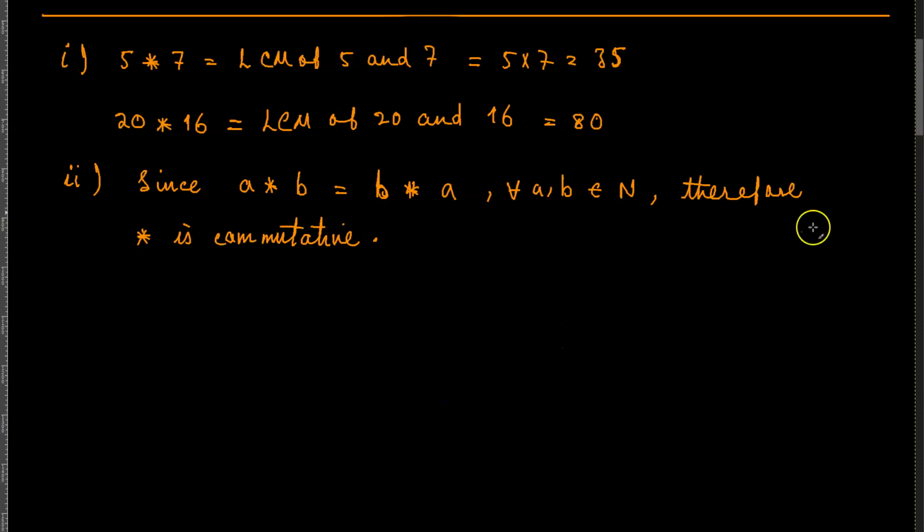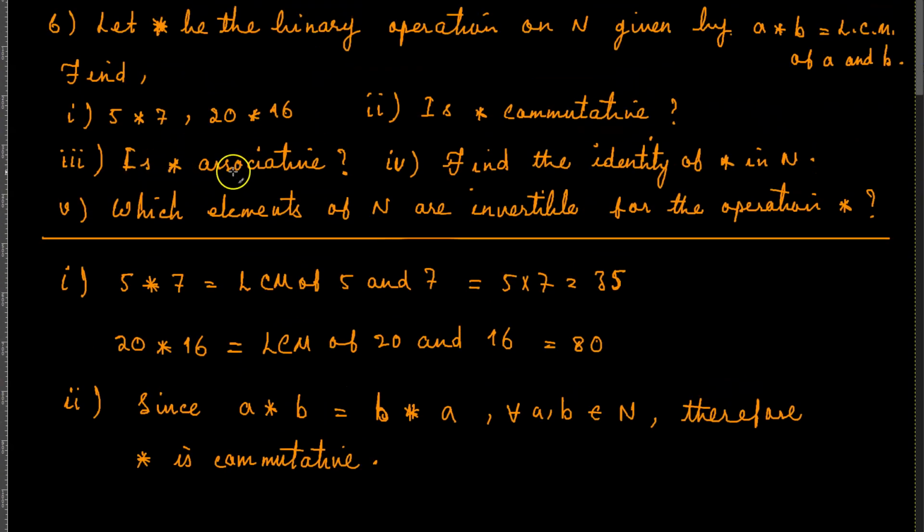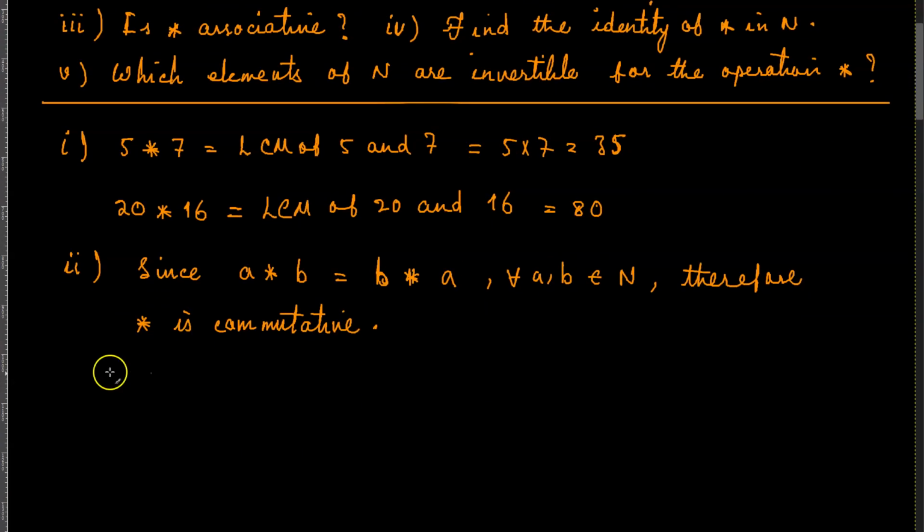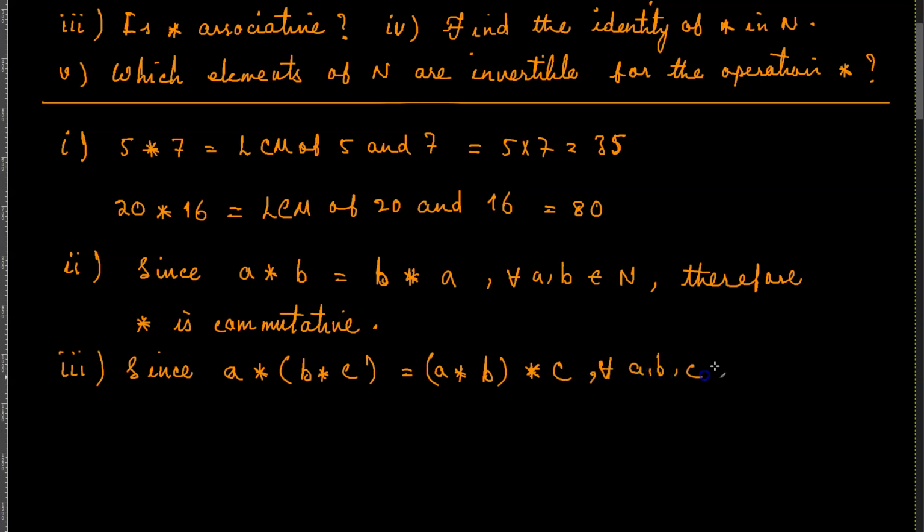So what that means is that part 3 of this question, which is asking is star associative, you can say that since A star B star C is the same thing as A star B star C for every A, B, and C belonging to N, therefore star is associative.